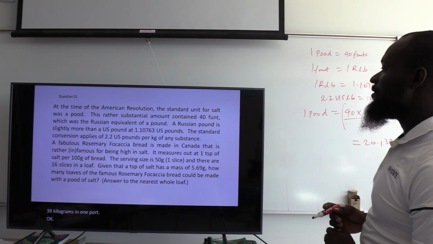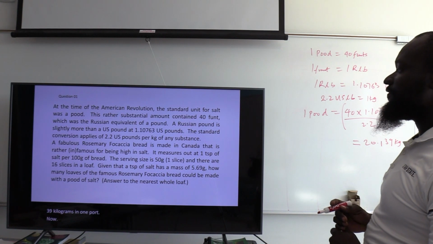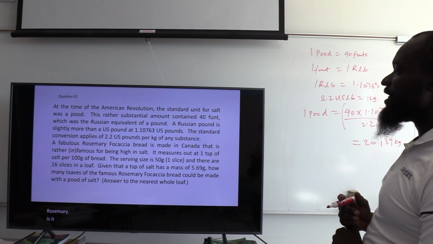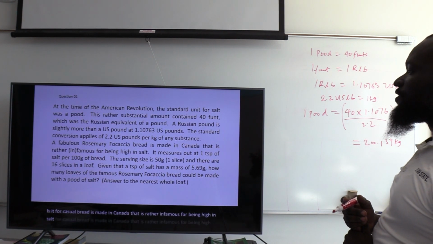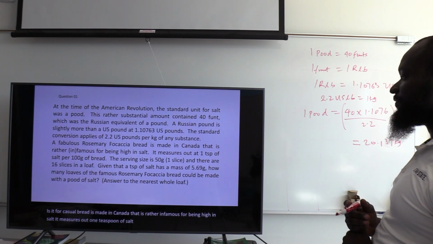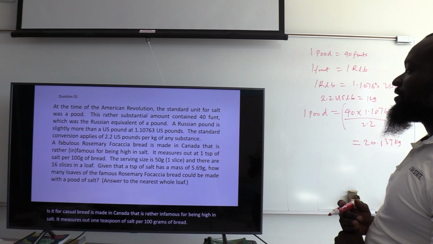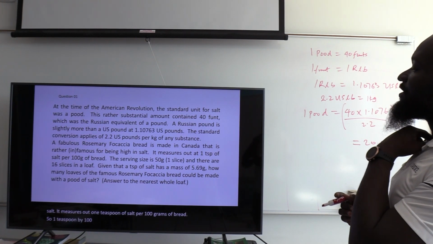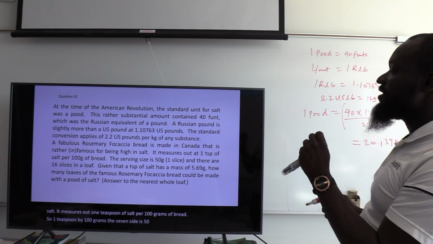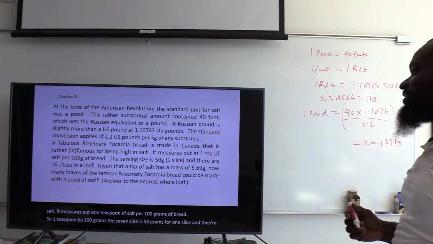Now, the fabulous rosemary focaccia bread, made in Canada, is rather infamous for being high in salt. It measures out 1 teaspoon of salt per 100 grams of bread. So 1 teaspoon per 100 grams. The serving size is 50 grams for 1 slice, and there are 16 slices.